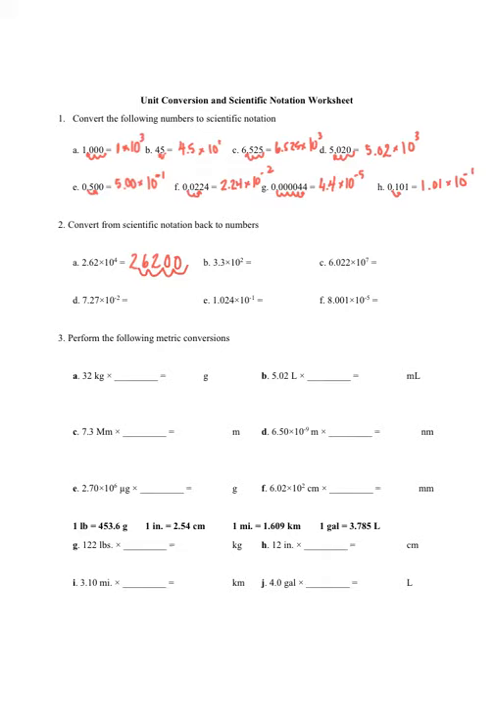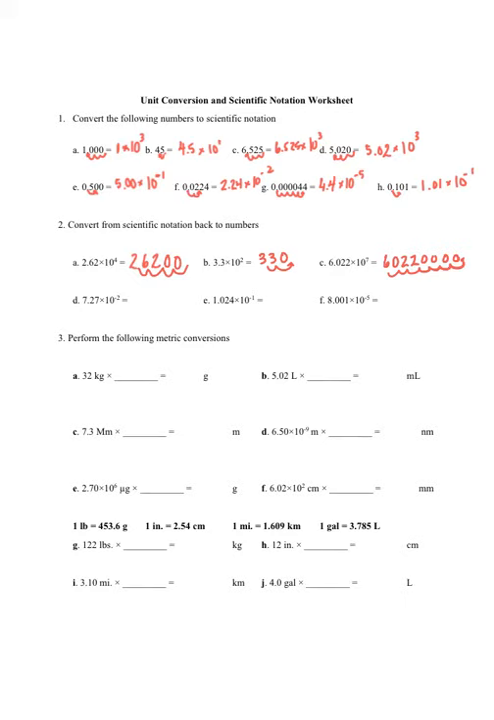26,200. Similarly, in 3.3 times 10 to the 2, we'll move our decimal point 2 spaces to the right. 1, 2. 6.022 times 10 to the 7 requires us to move our decimal point 7 spaces to the right. 1, 2, 3, 4, 5, 6, 7. Fill in vacancies with 0, and this is what we end up with.